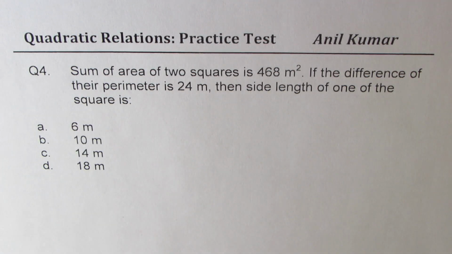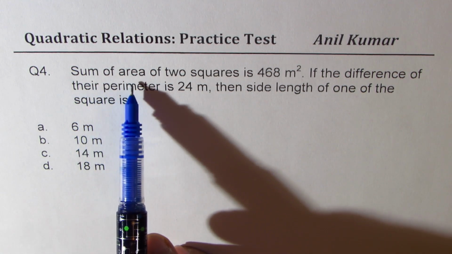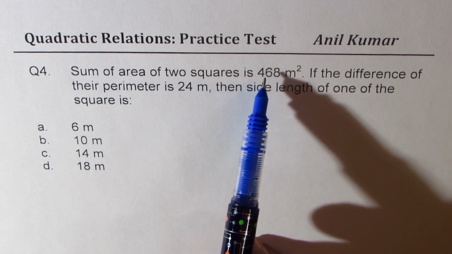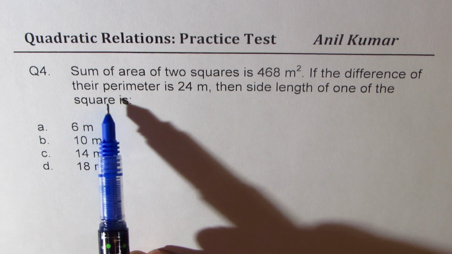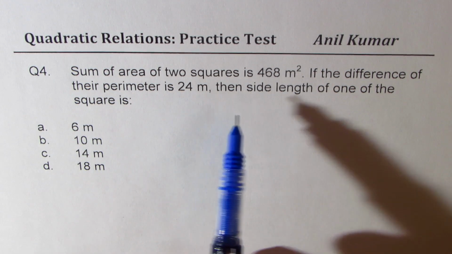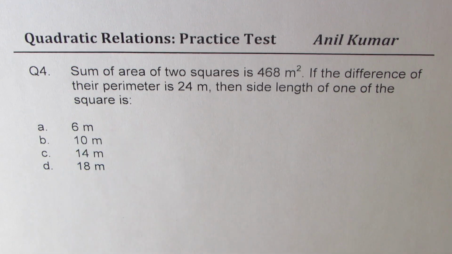Now here is question number 4. This is a very difficult question. Let's see how to solve it. The sum of the areas of two squares is 468 meters square. If the difference of their perimeters is 24, then the side length of one of the squares is what? Correct? You can actually pause the video, try to answer this question, then look into my suggestions.